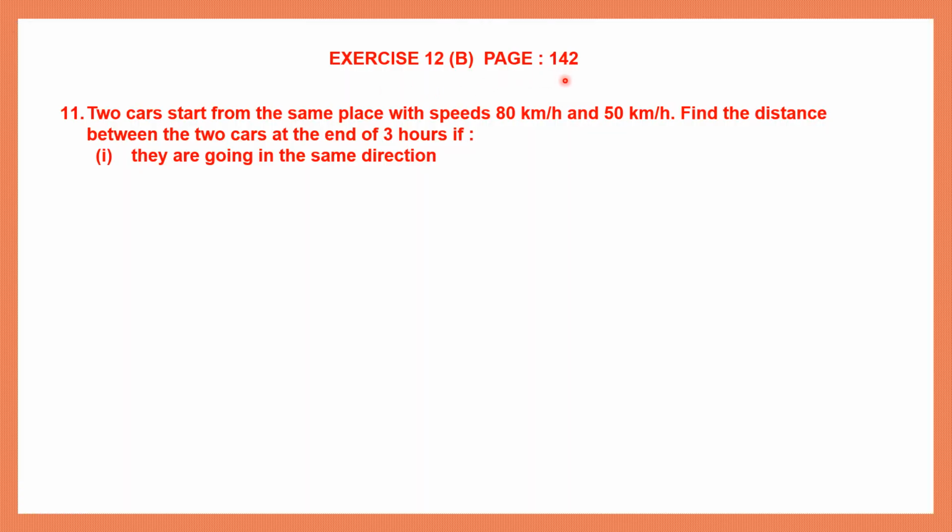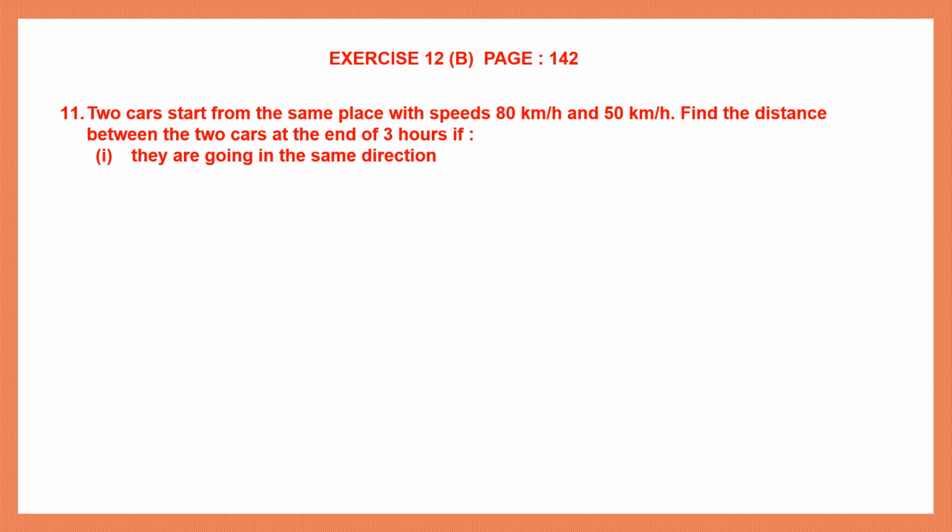Page 142, question 11. Two cars start from the same place with speeds 80 kilometers per hour and 50 kilometers per hour. Find the distance between the two cars at the end of 3 hours if they are going in the same direction. This is the first question. So here we have two cars. Their speeds are 80 kilometers per hour and 50 kilometers per hour. Now we have to find the distance.